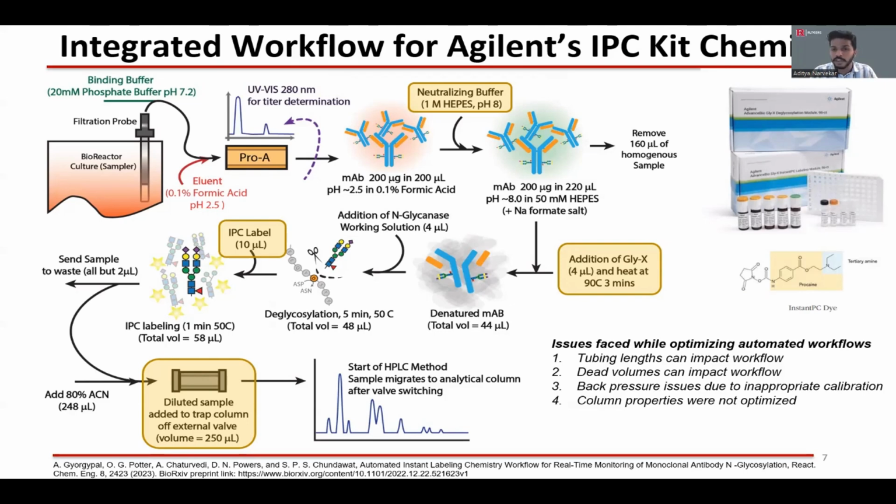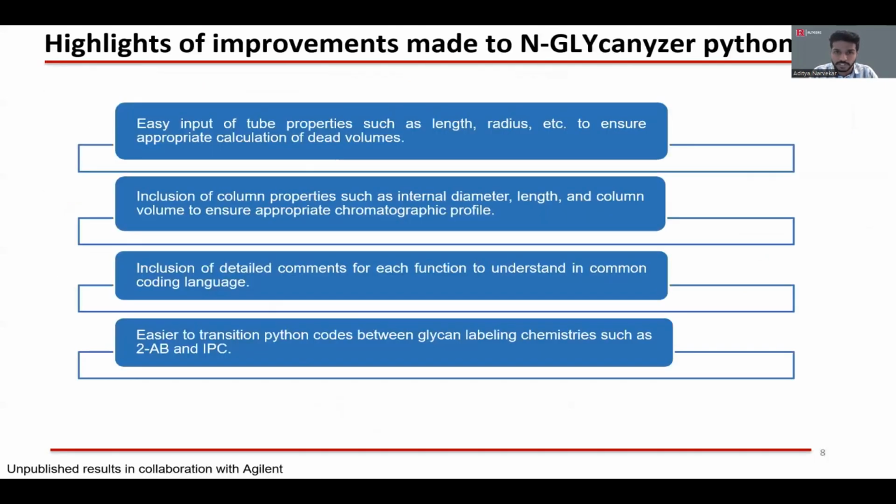And to account for the replication issue, we have made certain changes to an existing N-glycanyzer Python code in which we have included the easy input of tube properties like length, radius, etc. to ensure appropriate calculation of dead volumes, inclusion of column properties like the internal diameter, length, and column volume to ensure appropriate chromatographic profile, and inclusion of detailed comments for each function to understand in a common coding language. Also, it's now easier to transition between labeling chemistries like 2AB and IPC.